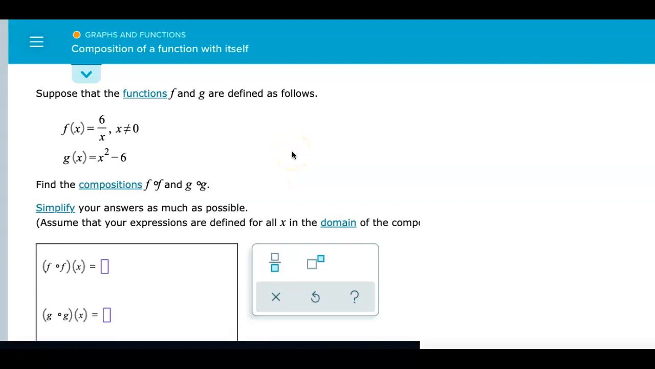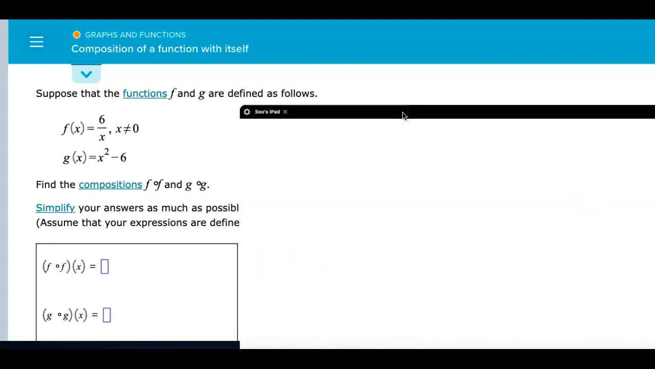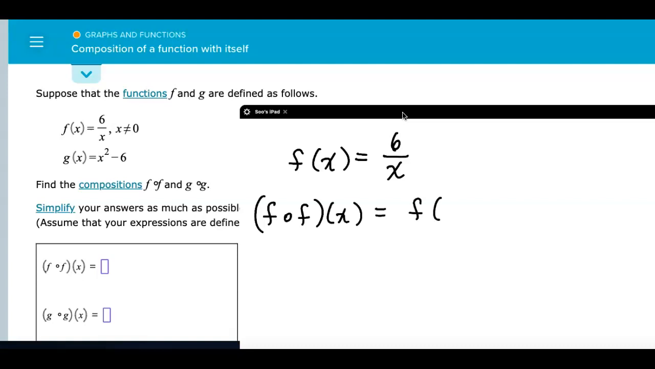Hi, I'm here to go over composition of a function with itself. In this problem, I have two functions f and g, and they want us to find f of f of x and g of g of x. So first, f of x is 6 over x, and they want us to find f composed with f of x, which means we are finding f of f of x. So a function is going into itself. That's what's happening here. Let me go ahead and write down the function.